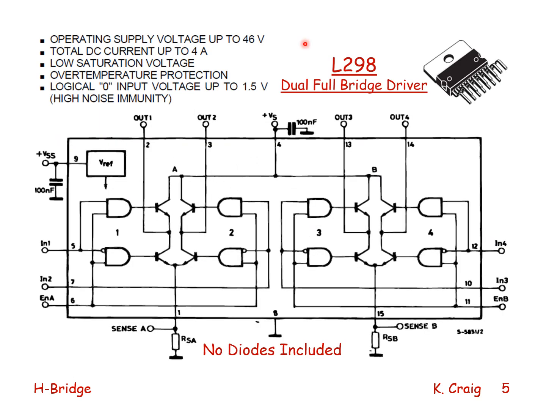Rather than using 4 individual transistors to create the H-bridge, we can use a semiconductor chip like the L298 dual full bridge driver. It consists of 2 H-bridges, one on the left, one on the right. Each H-bridge has 4 transistors. No diodes are included. In addition, there are logic gates for the L298 operation. Each H-bridge has its own sense resistor for sensing current.